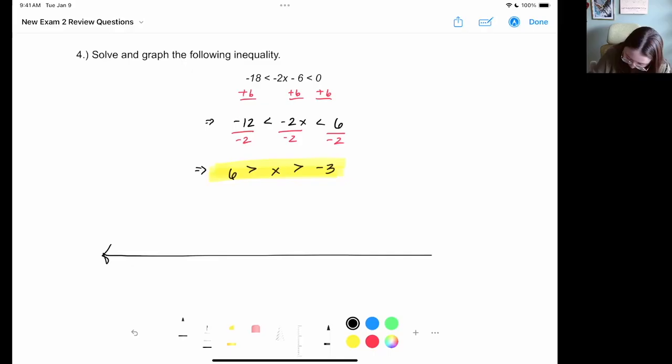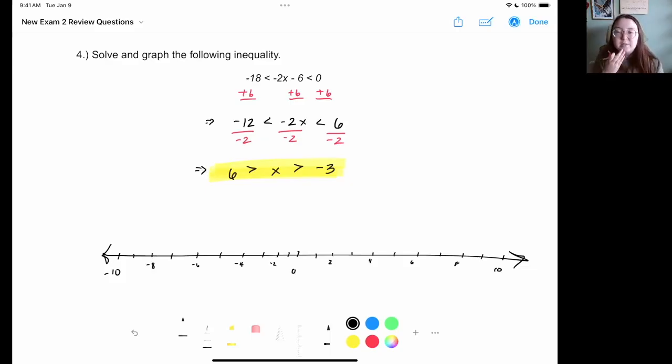But now we're going to graph. When we graph, we just want to make sure we have our important numbers on here. So we want to make sure we have -3. We also want to make sure that we have +6. So let's make that 0, we'll make this -10 and 10, and then we'll fill in everything else. All right, so 0 is in the middle, we have -10 all the way up to +10. So we're saying that 6 is greater than x. We can also read this backwards as well. X is less than 6. We know that for a fact. And then we also know that x should be greater than -3, or -3 should be less than x.